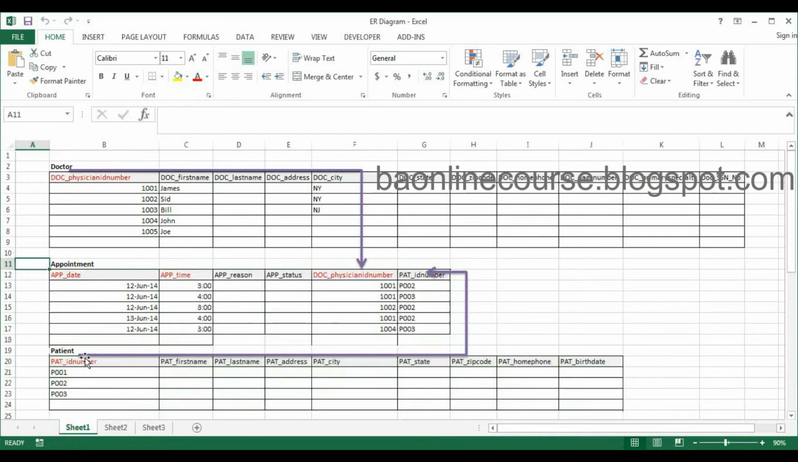Okay, then you would also link them using the relationships. Right, a doctor and appointment are linked by the ID number. So you'll add a physician ID number to the appointment. What it means is that on 12th of June 2014 at 3 p.m., the doctor with ID 1001, who is James, is visiting this patient, which is patient 002. Let's call it a bill. So you can clearly link all these data points using these relationships.